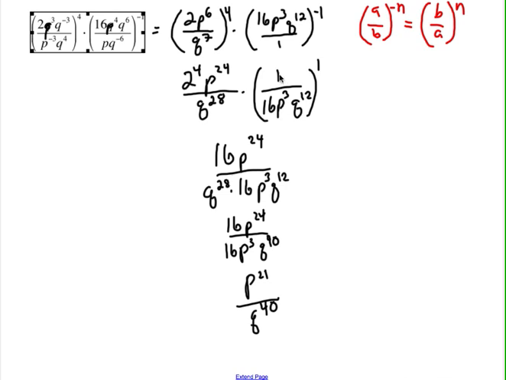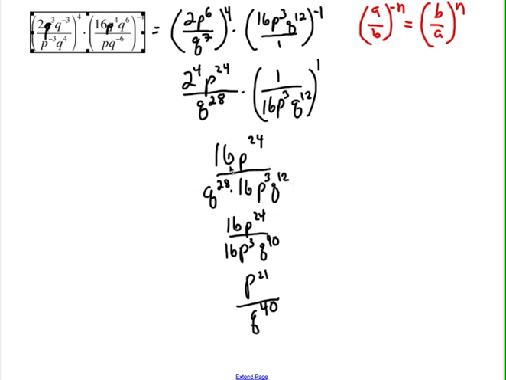I flipped the 1 and the 16 p to the third q to the 12th. And when I have that, when I raise anything to the first power, this is just itself. That's actually going to be eliminated there. So down here, I simplified 2 to the 4th to be 16 p to the 24th times 1. Right down here is my numerator. And my denominator, when I multiply these two, will be q to the 28th times 16 times p to the third times q to the 12th. That's my entire denominator down here.